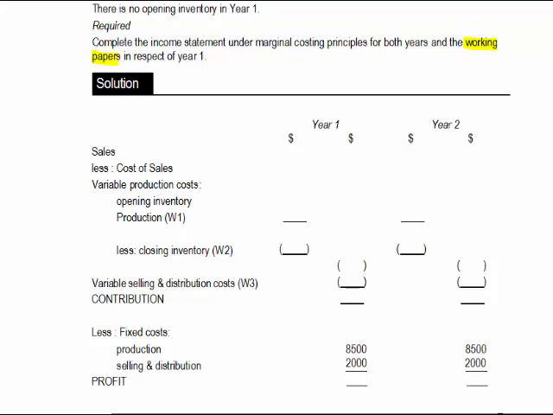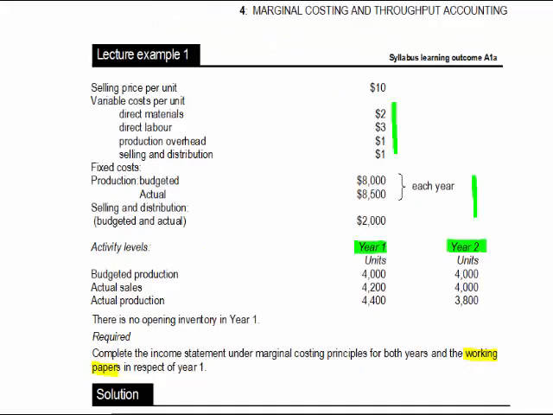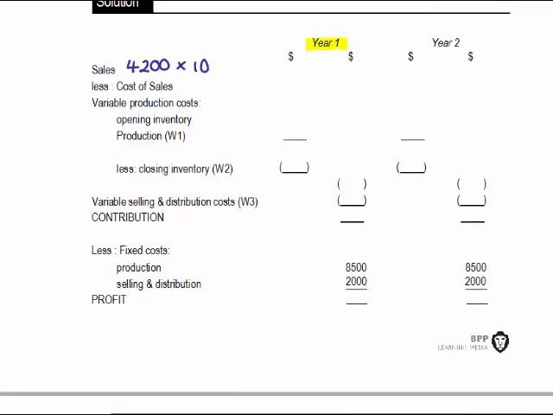So let's start off with the easy bit first. Let's start at the top with our sales figures, and we'll do that for year 1. Selling price per unit is $10, and in the first year we actually sold 4,200 units. So 4,200 multiplied by 10 gives me sales revenue of $42,000.